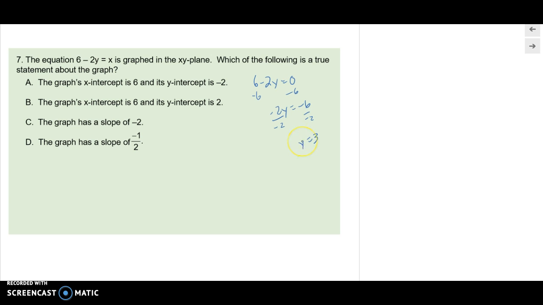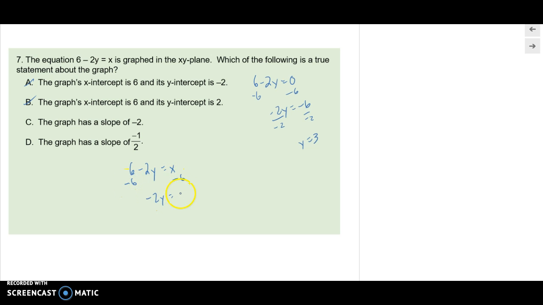Based on my choices, it doesn't look like A or B are going to work, because they have different y-intercepts altogether. So let's go back then and take the equation and rearrange it, because the remaining choices have some mention of slope, and either it's negative 2 or it's negative 1/2. So looking at the equation 6 minus 2y equals x, in order to find out the slope, probably the best thing for us to do is to get y by itself. And so I'm going to move 6 by subtracting it.